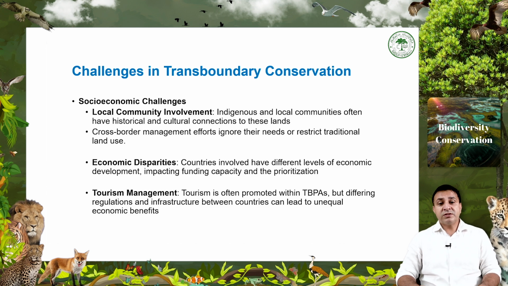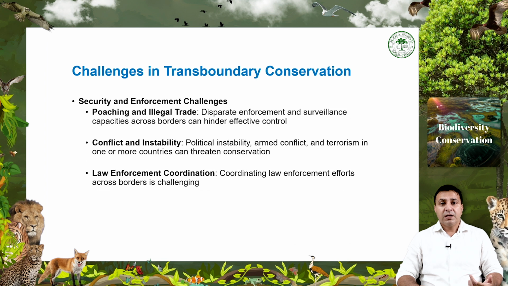Another is tourism management. Tourism is often promoted in transboundary protected areas, but differing regulation as well as infrastructure between countries can lead to unequal economic benefits and environmental strain. Another is security and enforcement challenge. We can say poaching and illegal trade. These transboundary protected areas can be a focus for wildlife poaching and illegal trade in plants, animals, and natural resources. We can say disparate enforcement and surveillance capacities across borders can hinder effective controls.